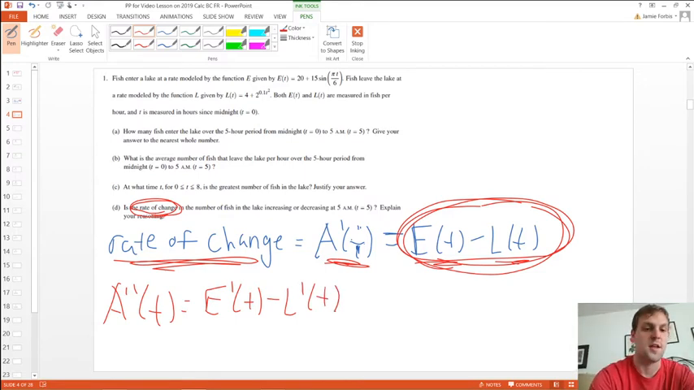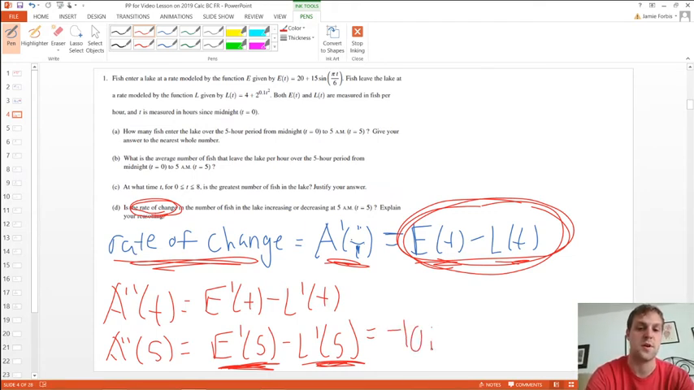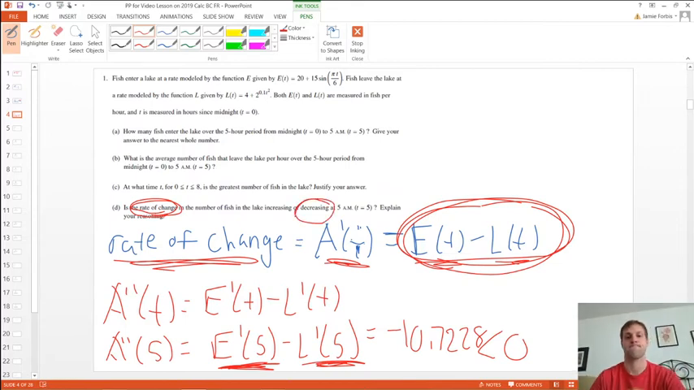Okay. So then if I do time equals 5, I get, and again, I did this in the calculator. I did the derivative of y1 at 5, and I did the derivative of y2 at 5, and I subtracted those answers, and you get negative 10.7228, which is less than 0, so therefore it is decreasing.